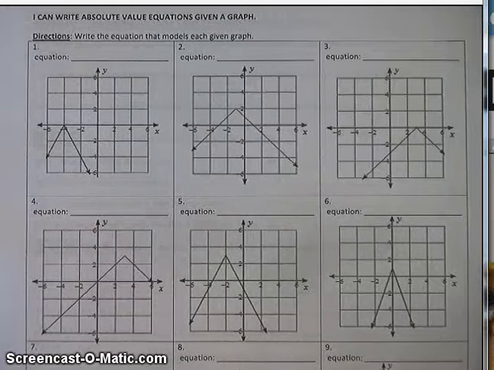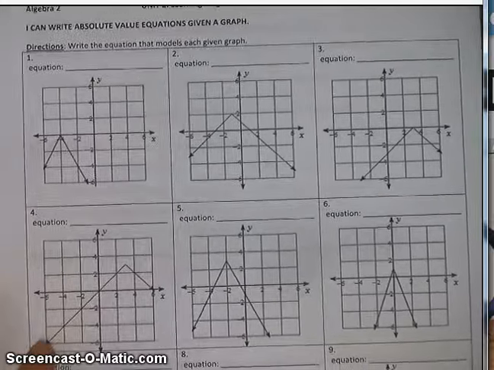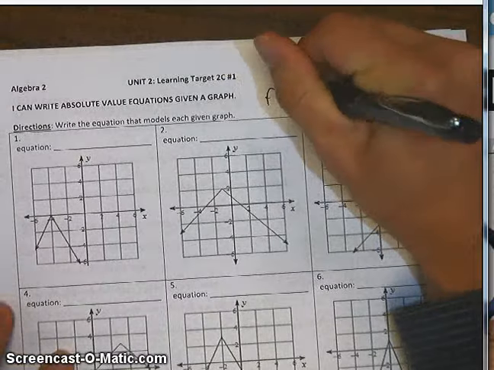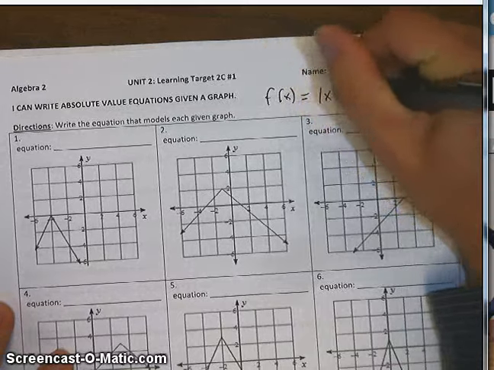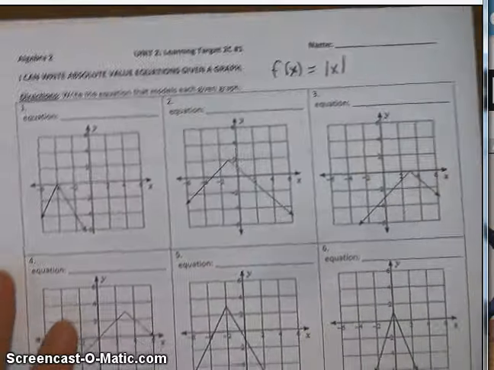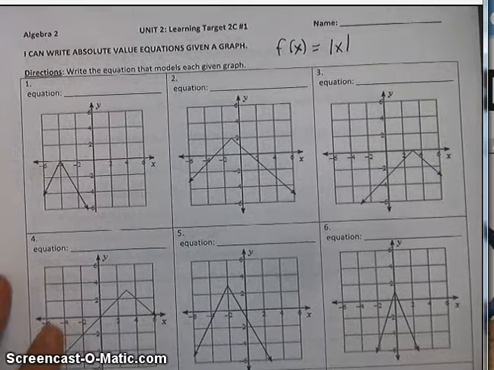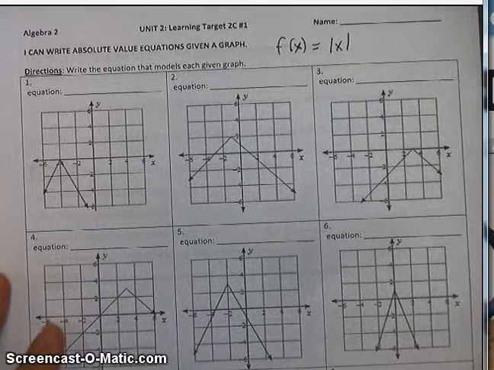Today I want to talk about transformations of the absolute value parent function. If you've forgotten, the parent function for absolute value is f of x equals absolute value of x. Here we're given some graphs, and it says write the equation that models each given graph. They're all going to be in the form of the absolute value of x, and we're just going to do some transformations.